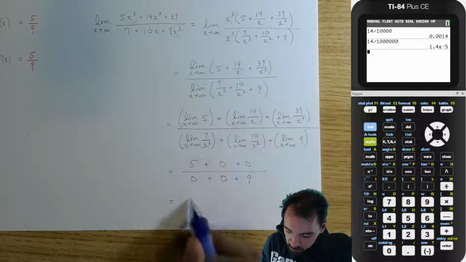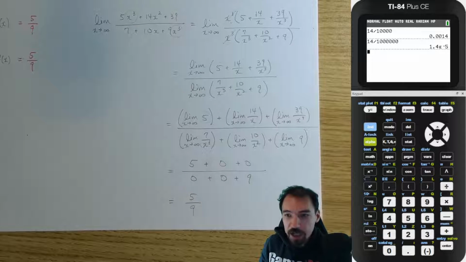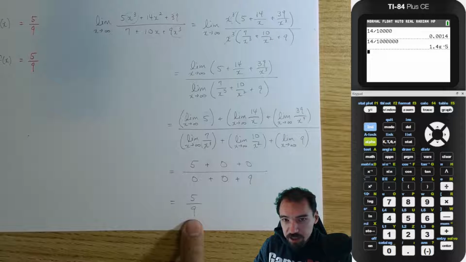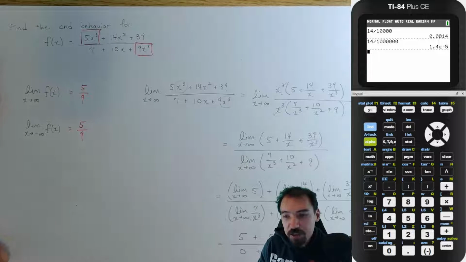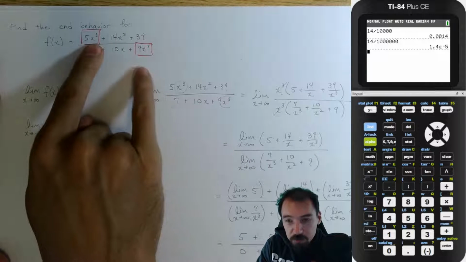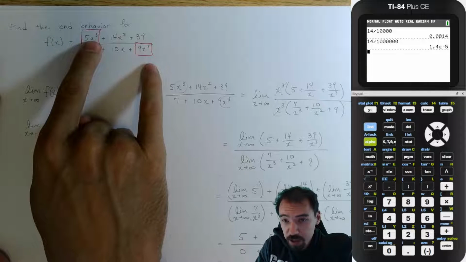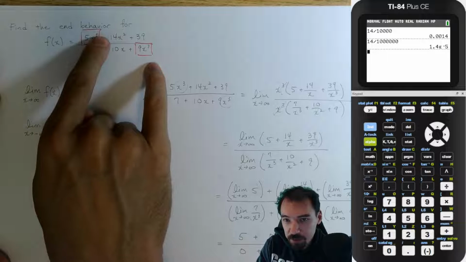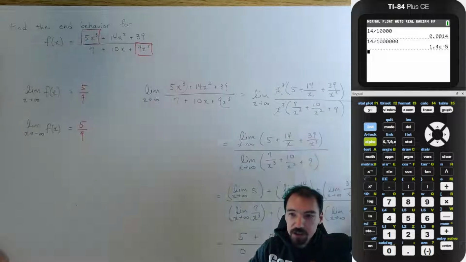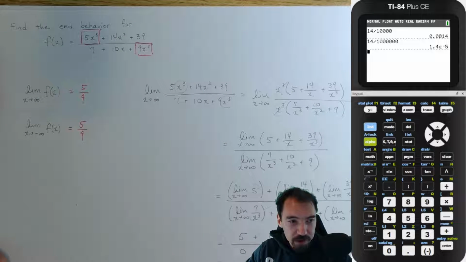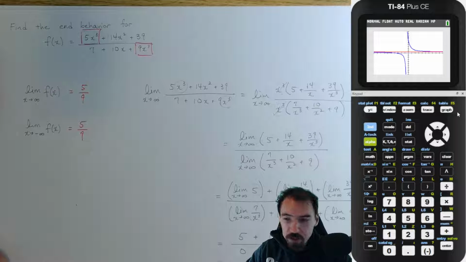And after all of that, I get 5/9 in agreement with our conceptual argument that only the biggest power of x should matter on the numerator and denominator, which gives us a limit that matches the horizontal asymptote that we observed when we graphed this.